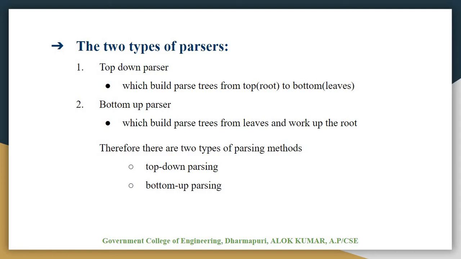So here we can see there are two types of parsers. One is the top-down parser and the second one is the bottom-up parser. The top-down parser builds parse trees from top to bottom, meaning firstly the root, and after that at the bottom we will find the leaves. The bottom-up parser builds parse trees from the leaves and works up to the root. So two types of parsing methods we will see here, top-down parsing and bottom-up parsing. That we will see, but before that we have to see some other topics.